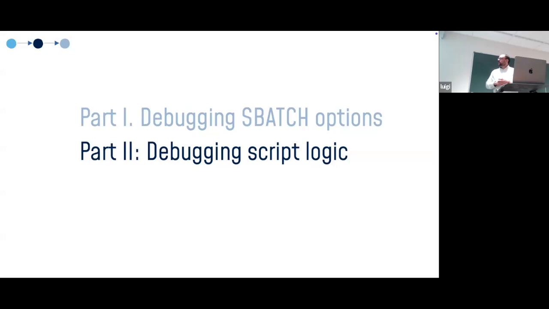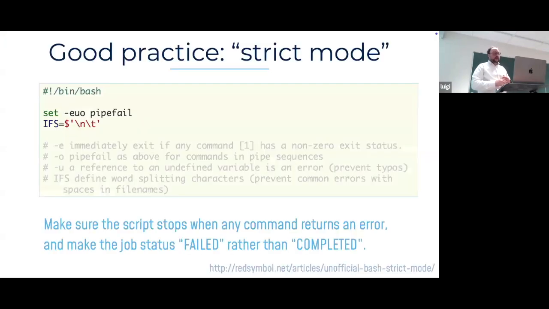No? So now I move on to debugging script logic. So we've seen how we can ask Slurm to help us and Vim to help us with script parameters. And here is about the script logic. Something that should be at the beginning of every submission script is this set of two lines. And what they do is ask bash to change its behavior to be safer.